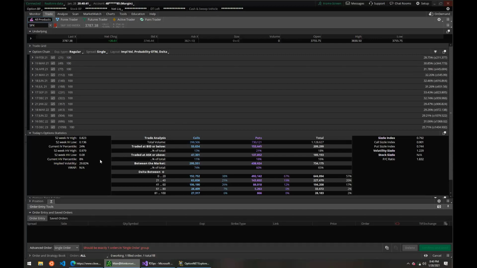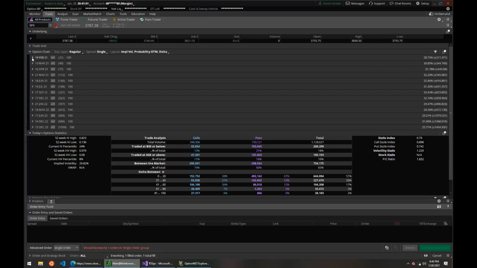Yes, you can. You're absolutely right. Now, this down here is the implied volatility that is for 30 days. So not to be confused with these implied volatilities over here. This is 30 days, which is actually very similar to what the VIX is today, right now.